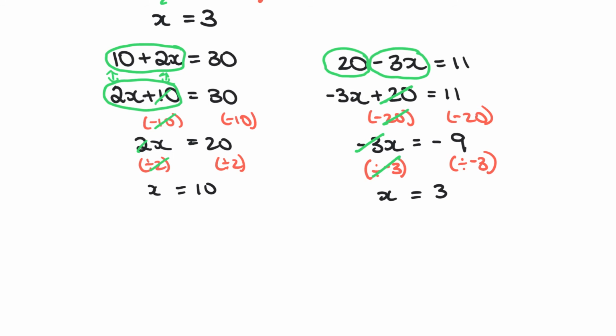Okay, going on to our last two examples. Now we've got equations that involve a division of some sort. So we have got x divided by 2 plus 4 is equal to 8. Okay, x divided by 2 plus 4 is equal to 8.